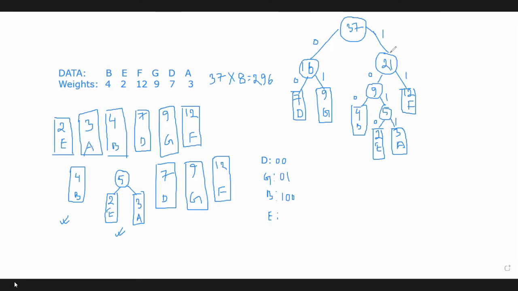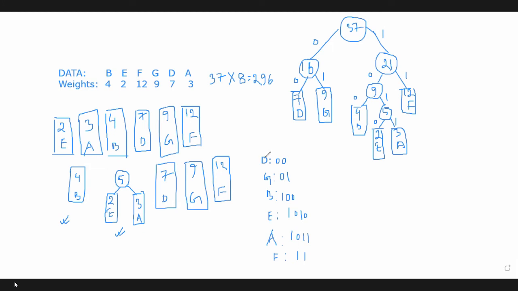1010, because its path length is 4. That's why there are 4 bits. 1010. And what about A? Its path length is also 4, so we need 4 bits here. 1011, that is the variable length code for A. What about the last character F? Its code is 11.